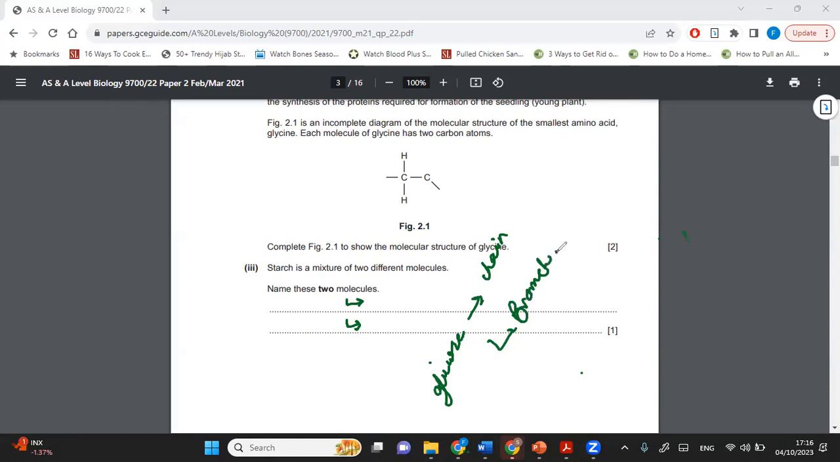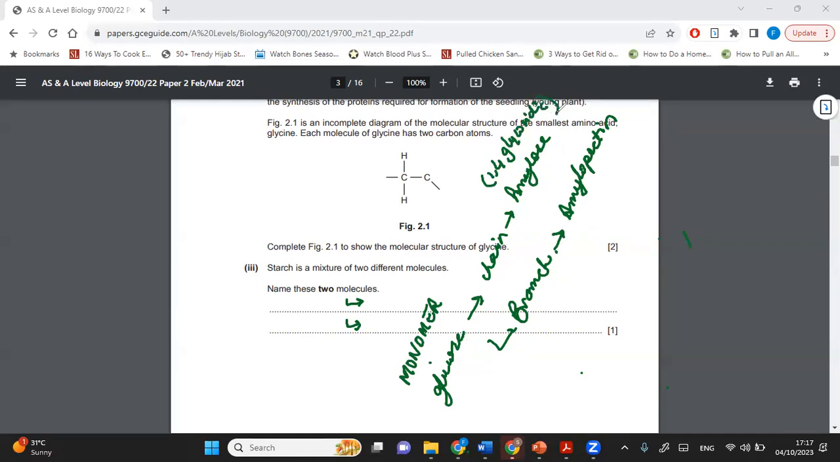So the straight chain structure, if you remember, was known as amylose. The branch chain structure is amylopectin, right? That's what we had studied. Glucose is the monomer. They are not asking the monomer, they're asking the molecule. So glucose monomers will join together to give you a straight chain. If it's a straight chain, we call it amylose, and it only has one type of bond, that is 1,4 glycosidic bond. If the same glucose molecules join together in such a way that you have a branch structure, that is known as amylopectin, and amylopectin has both 1,4 and 1,6 glycosidic bonds. So over here, our answer is quite simple. I'm going to write down amylose and amylopectin. That's my answer. One molecule is amylose and the other one is amylopectin.